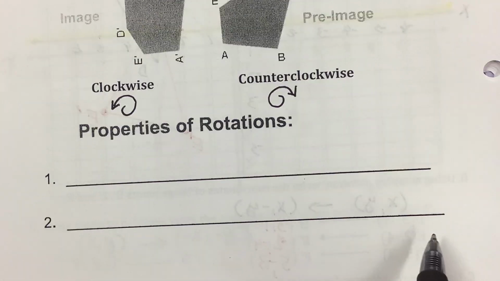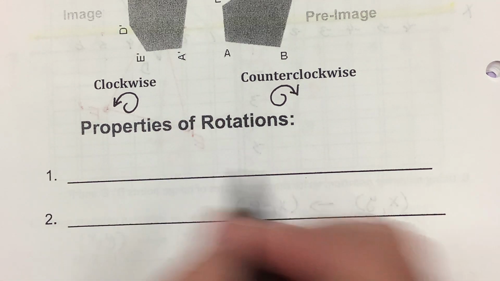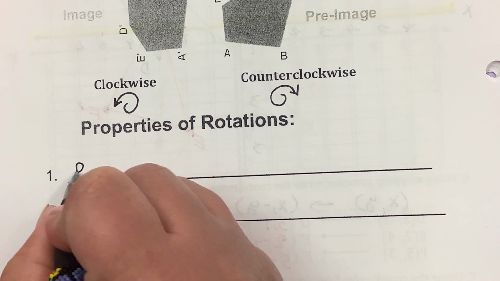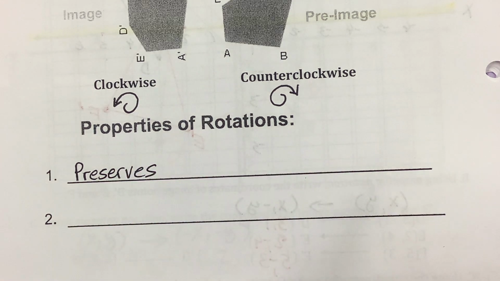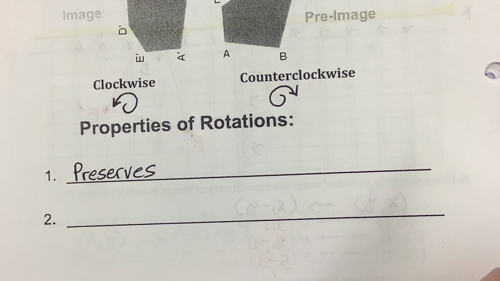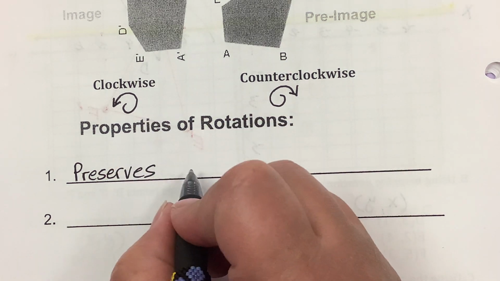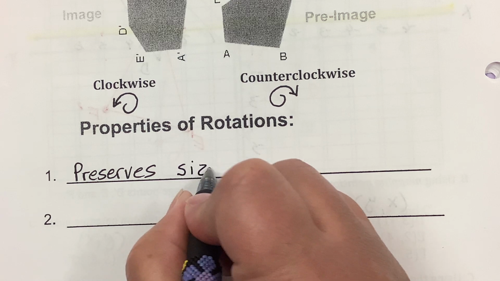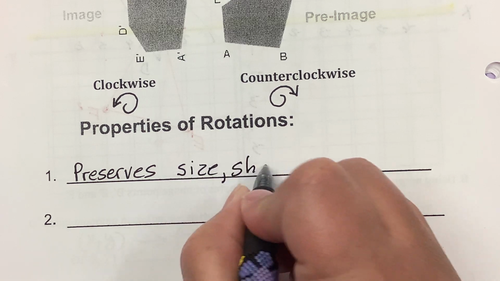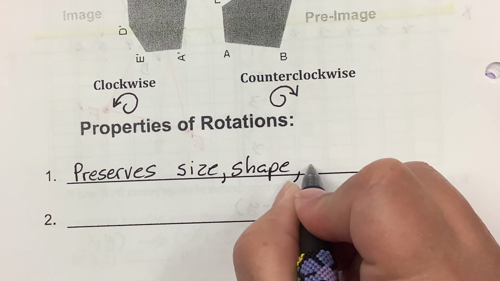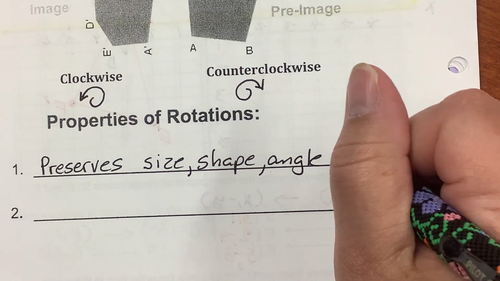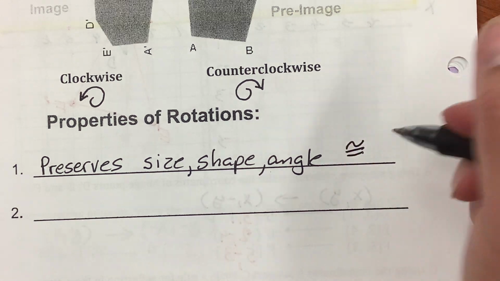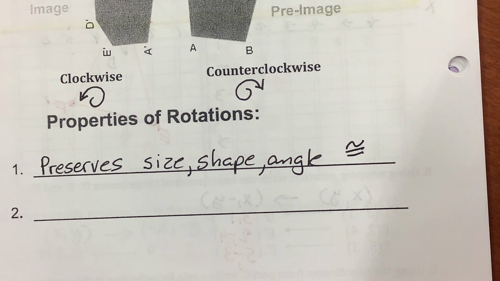All right, so properties of rotation. Remember we talked about preservation. So it preserves, which means keeps the same. Remember, preservatives are in your food to keep it the same as when they make it. Preserves size, shape, angles, and basically congruence. If you're the same size and same shape, you're still congruent.